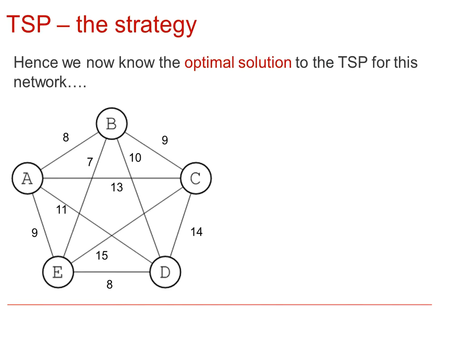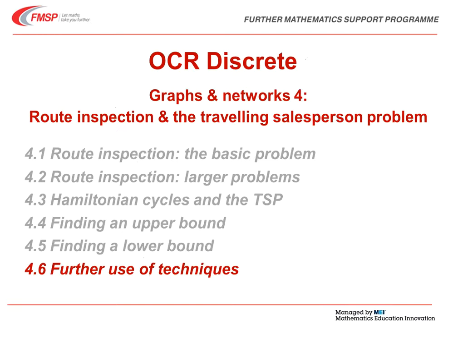Hence, with the work in the previous video and this video, we now know that the optimal solution for the travelling salesperson problem for this particular network is such that we have that lower bound of 45, and the optimal solution must lie between that and also be less than or equal to 48. In the next video, we consider further use of techniques to improve on our solution for the travelling salesperson problem.